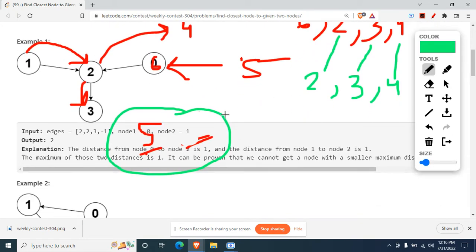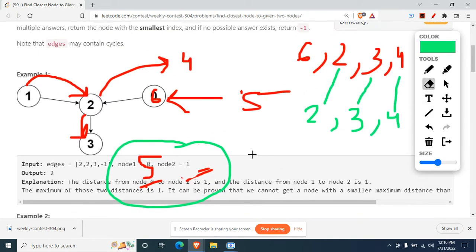Now, coming on to the distance part. I'll be breaking down this question in a simpler manner, so that it is very clear to you.